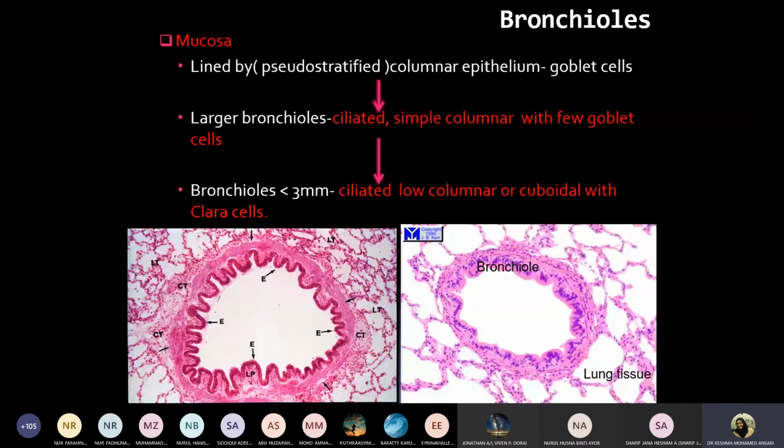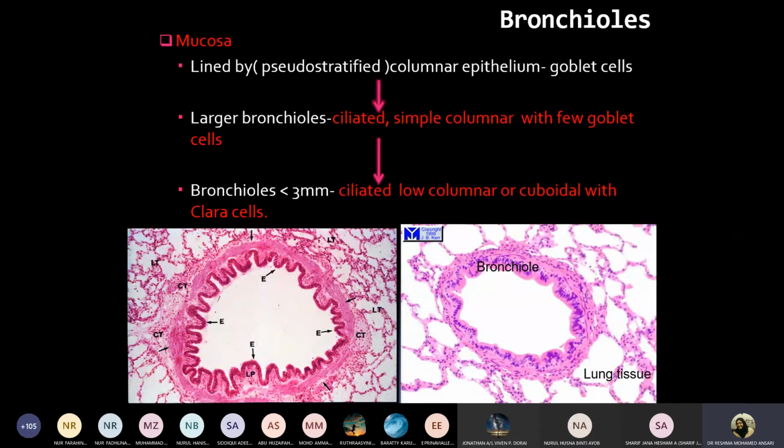Once we finish the bronchi, we go into the bronchioles. So look at the epithelium first. Initially, I put pseudostratified in brackets because it becomes shorter and shorter. When it becomes shorter, the epithelium looks columnar. So columnar epithelium with goblet cells, then ciliated columnar epithelium with fewer goblet cells, then again ciliated low columnar or a cuboidal epithelium. These goblet cells are replaced by a cell called the Clara cell.